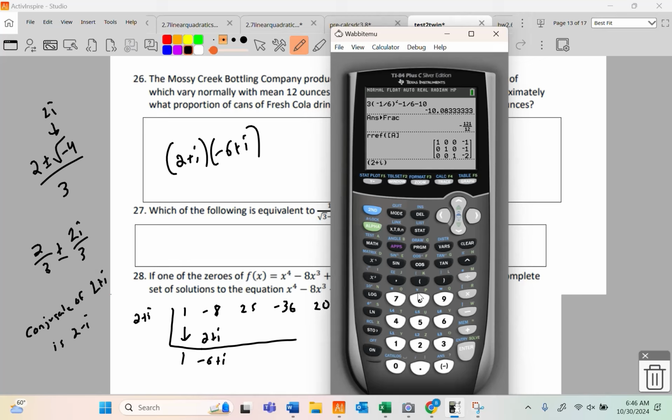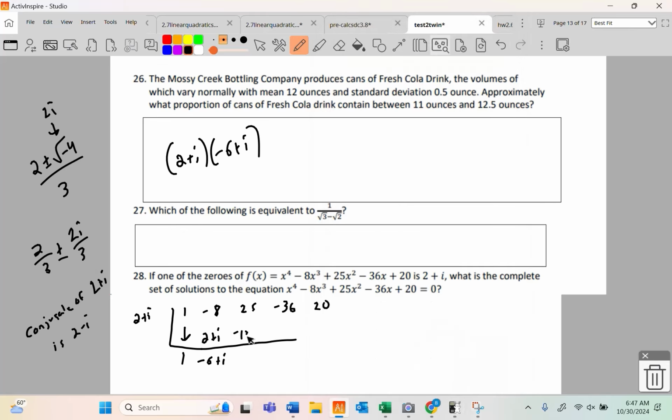Since the imaginary number is not in your Algebra 2 standards this year, I'm not going to do this by hand with you. And I got -13 minus 4i. And then we add down. 25 plus the -13 is 12, plus the -4i. And then we multiply again.